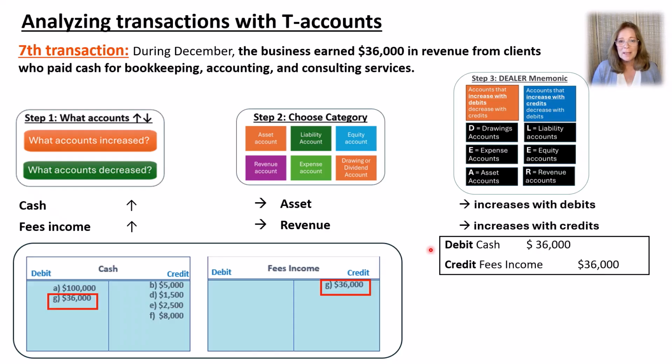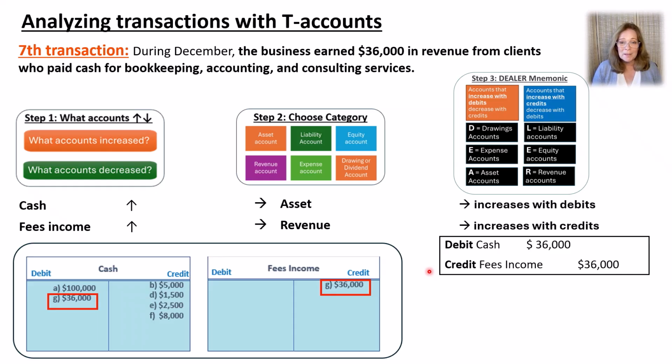What about the second part? Remember that every transaction has at least 2 parts, at least 1 debit and 1 credit. When we analyzed this transaction previously, we said that fees income increased. Fees income is a revenue account, and we can see in the dealer mnemonic that revenue accounts increase with credits. The revenue increased, so we credit the revenue account fees income. So debit cash, credit fees income.